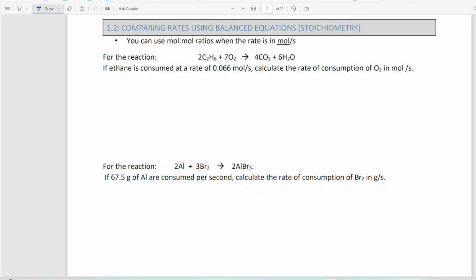This next video, 1.2, is just a continuation of 1.1. So we're going to be still looking at reaction rates, but this time we're going to use reaction rates using balanced equations. So we're going to be looking at stoichiometry.